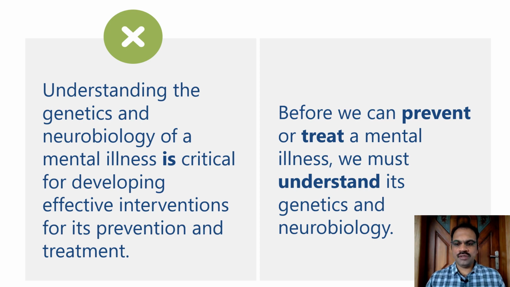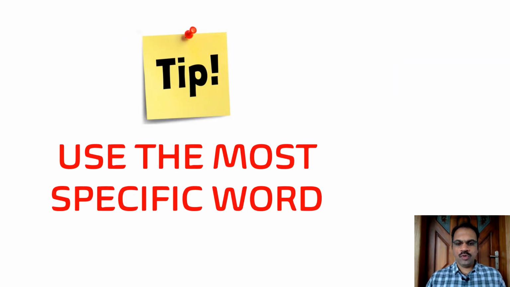So here the main verbs are prevent, treat and understand, not is. And also if you compare visually both these boxes, you can see that the sentence has by now even become shorter. And also it is more emphatic. It will make a stronger impression, it will make a stronger point to the reader. So prefer this version. The next tip is about using the most specific word for the purpose.